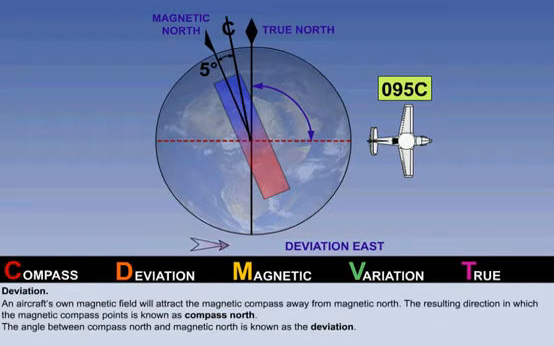It is possible to remove a large amount of deviation error by appropriate calibration and correction of the compass. This process is called a compass swing, which we will look at next.